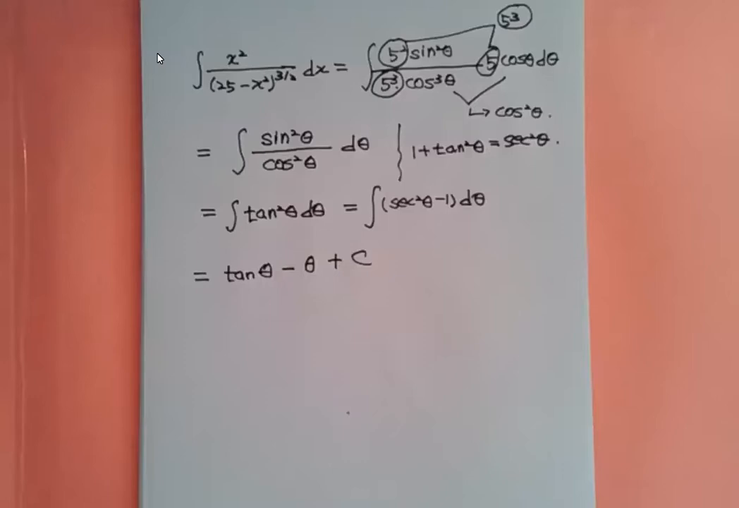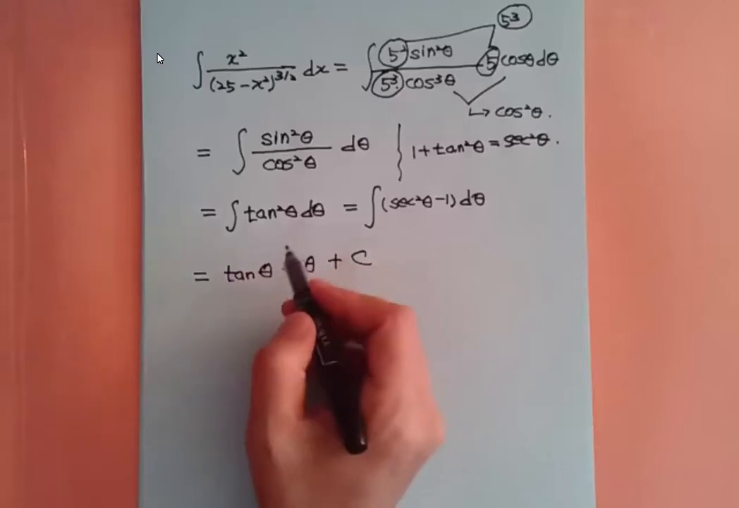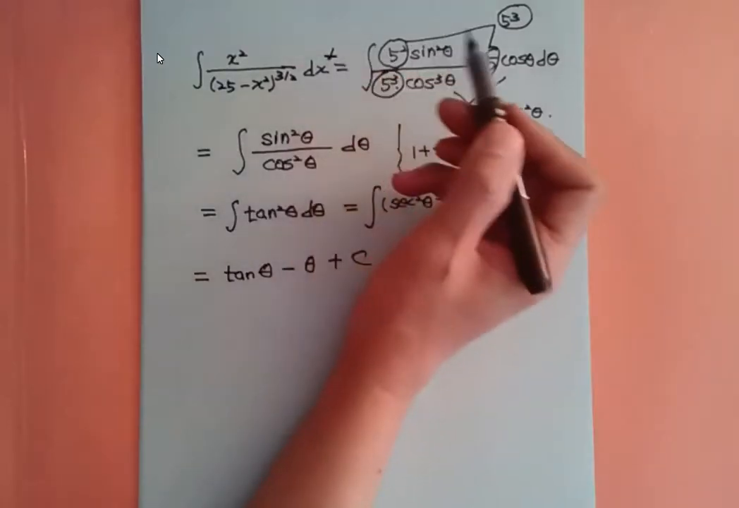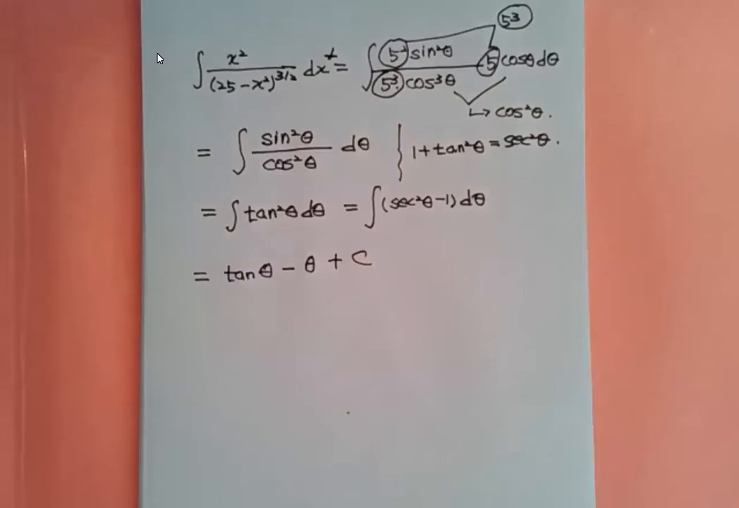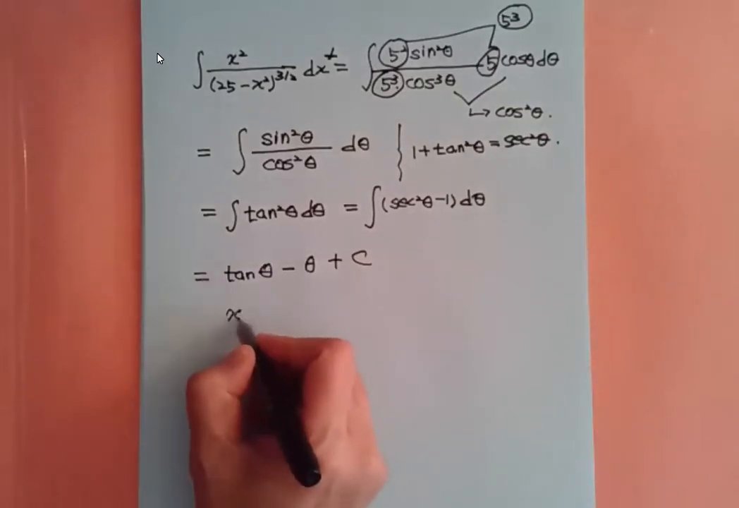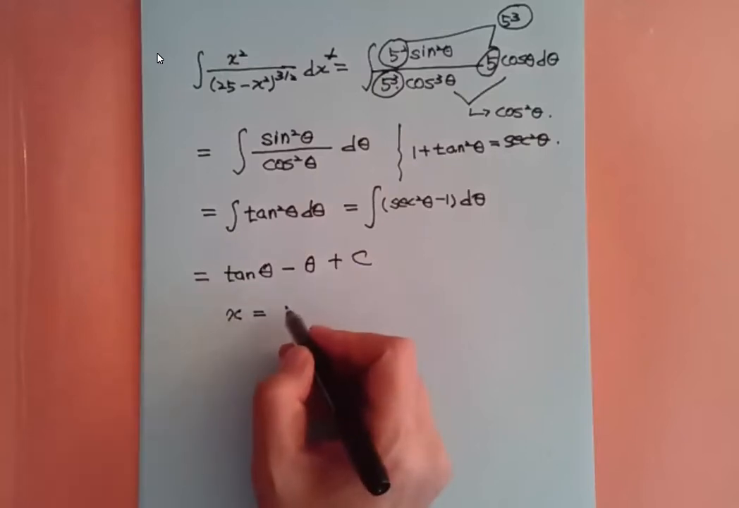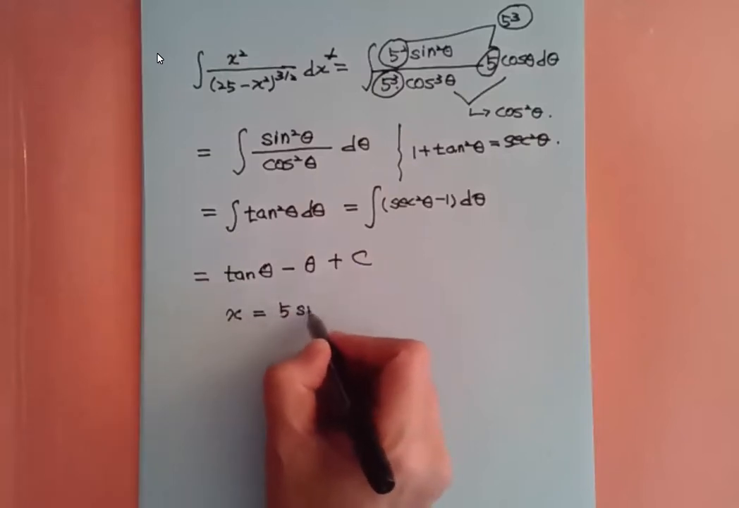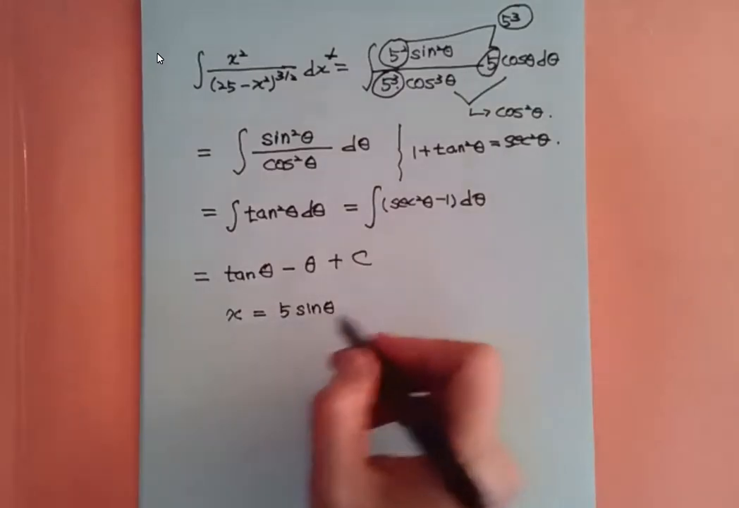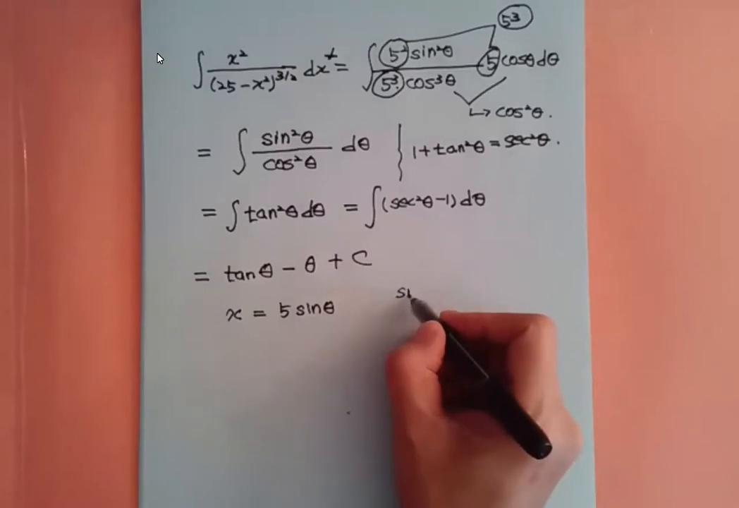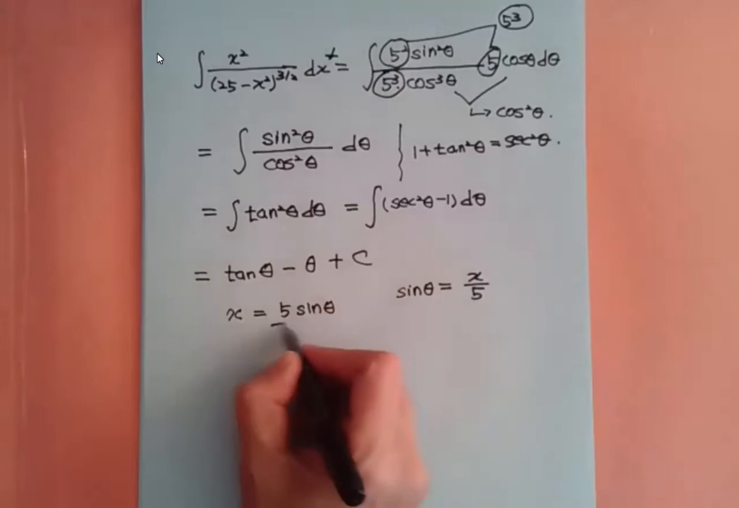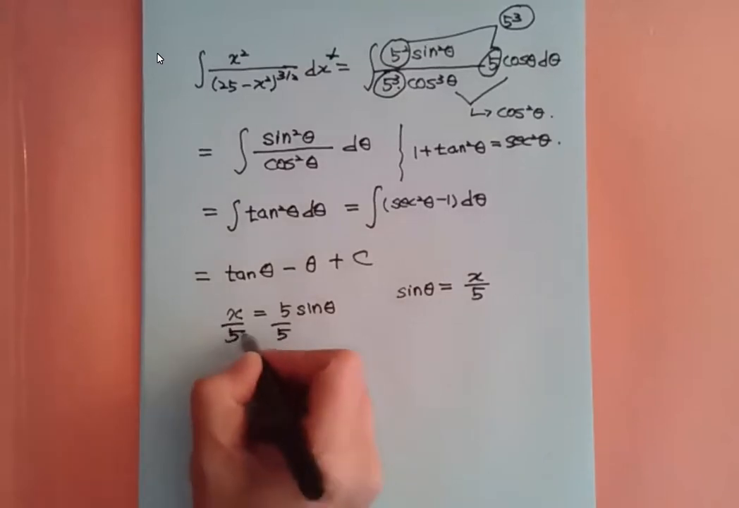We are almost done, but the original variable was not theta, it was x. So we will change the variable again. What we did was x equals 5 sine of theta when we did the substitution. So sine of theta equals x over 5, we divided by 5 on both sides.